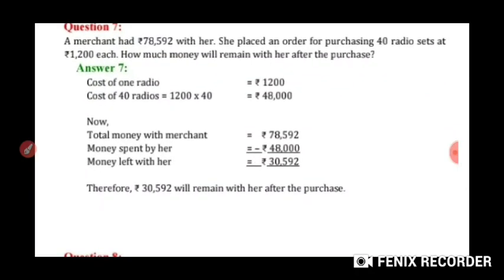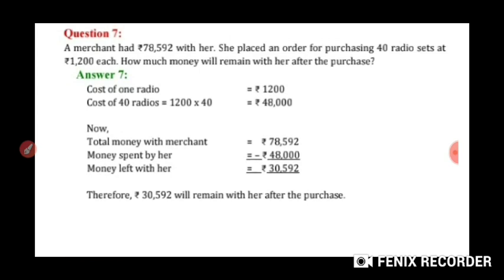And another example. A merchant had 78,592 with her. She placed an order for purchasing 40 radio sets at 1,200 each. How much money will remain with her after the purchase? Cost of one radio: 1,200. The cost of 40 radios: 1,200 multiplied by 40 is 48,000.